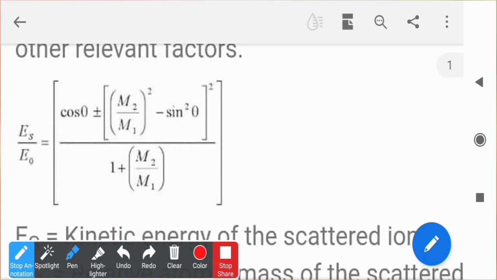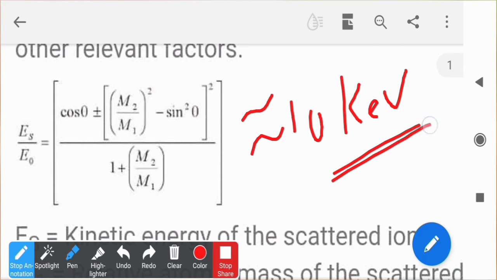In case of this low energy ion scattering we are going to apply a low voltage, in the kilovolt range, around 10 kilo electron volts. This much voltage we apply for the source of our primary radiations. So the principle remains the same as for Rutherford backscattering; the only difference is that we are going to apply a voltage of low energies.